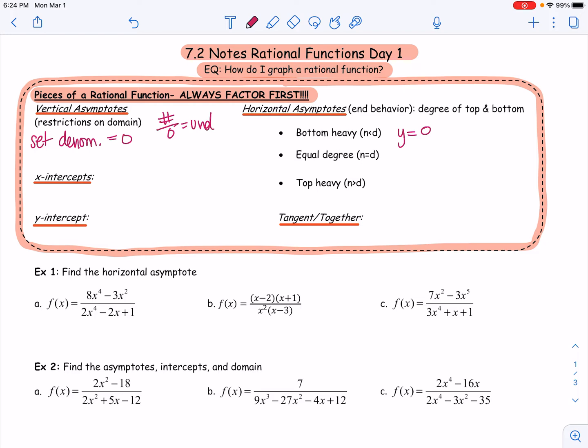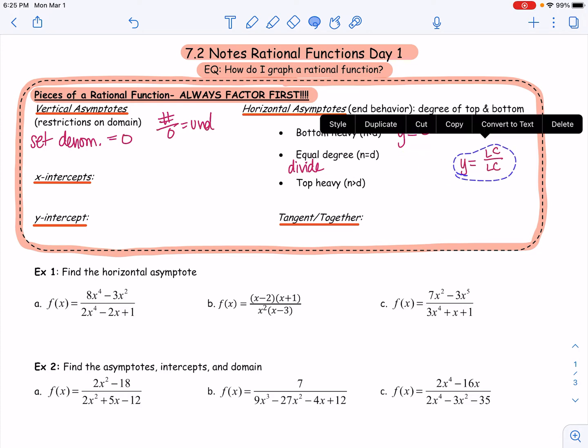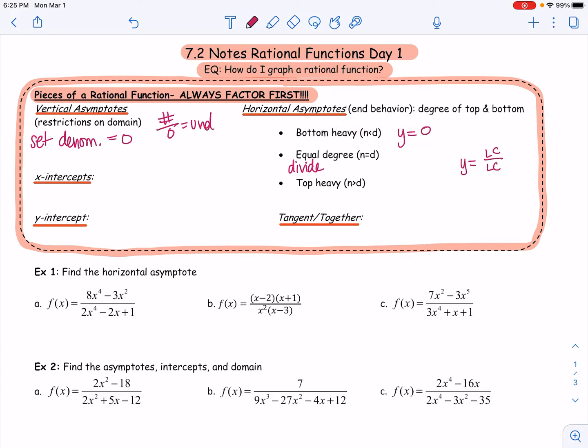Bottom heavy. If the degrees are equal, this is actually pretty easy too. You're going to have to do a little bit of math, but it's super easy. What you're going to do when you have equal degree is you're actually going to divide your leading coefficients. So the number that you get is that horizontal asymptote.